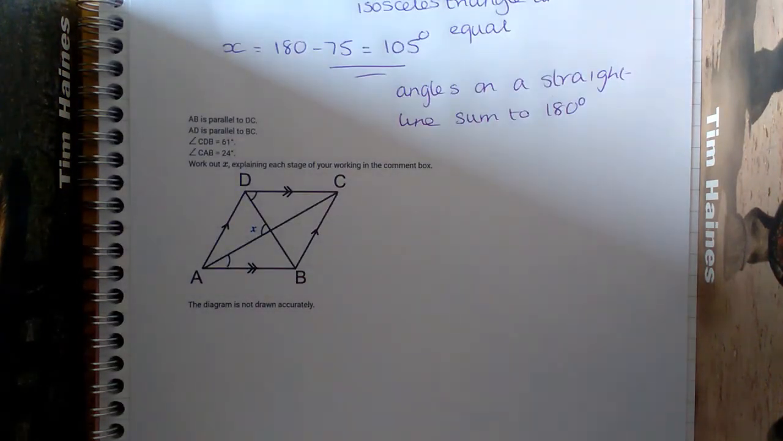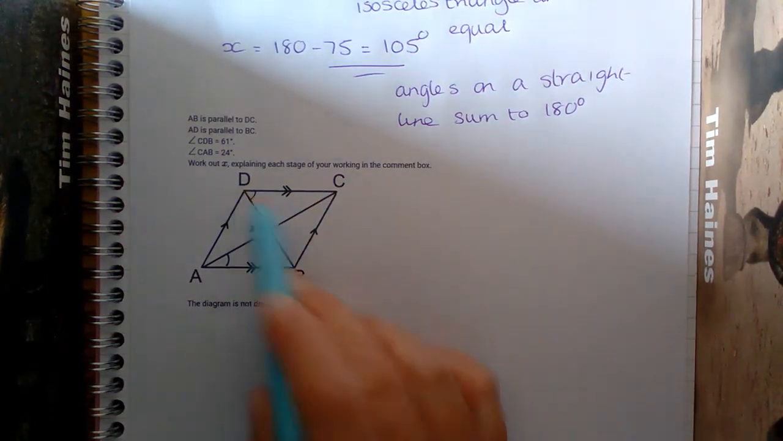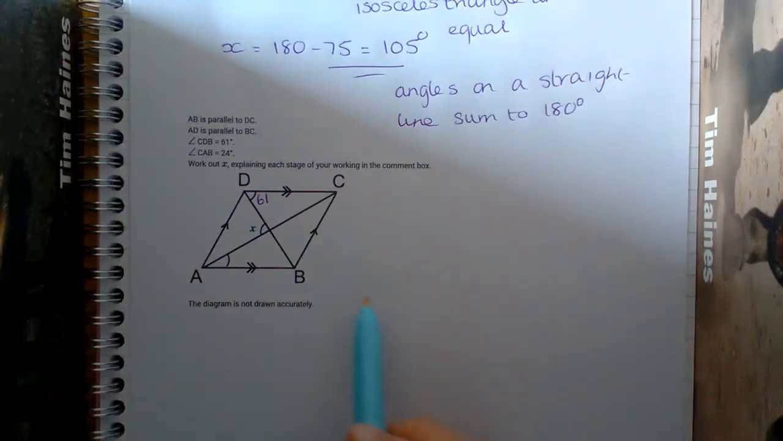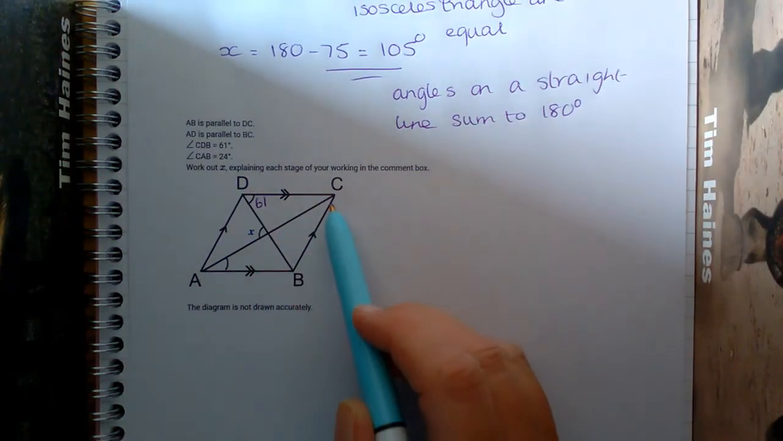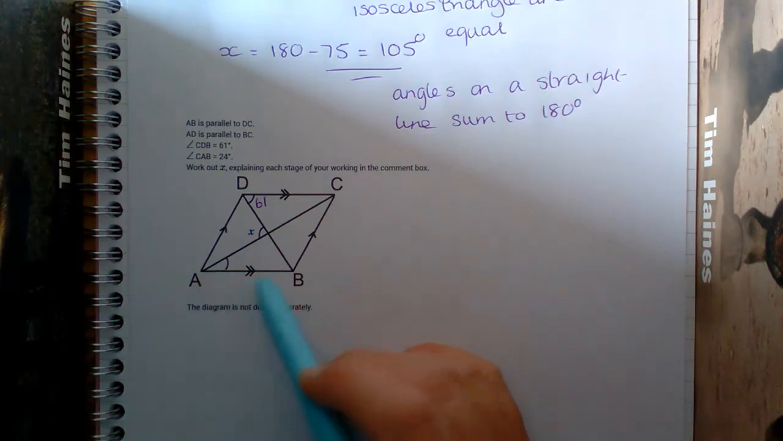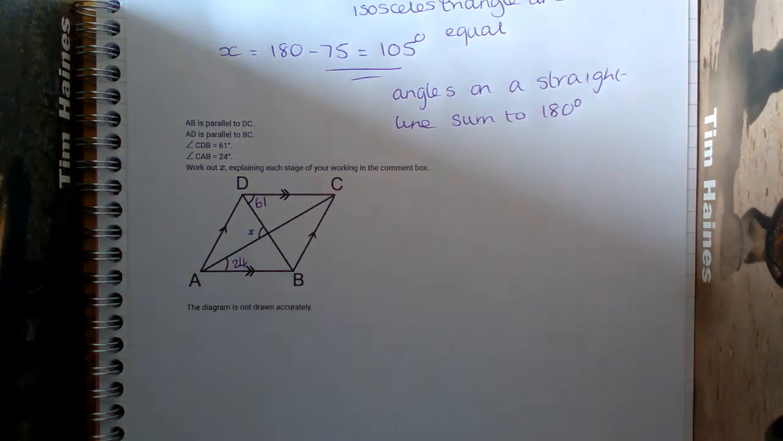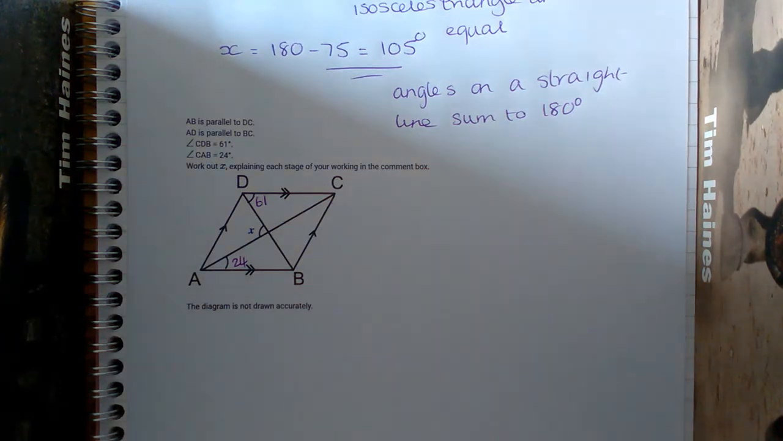Okay, so it's a parallelogram. Again, I'm going to write on what I know. It says CDB, so CDB is equal to 61. It tells me that CAB is equal to 24. All right, and I am trying to figure out what X is. Okay, so let's have a look at this question.